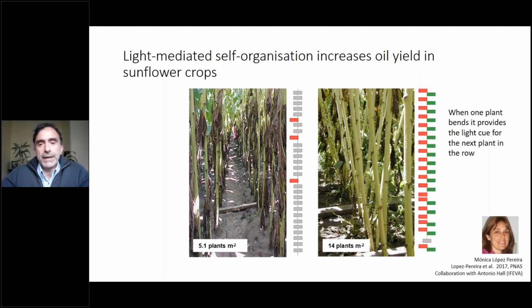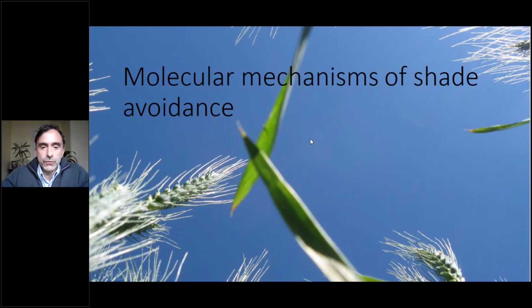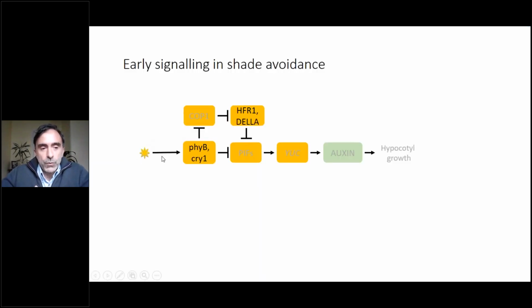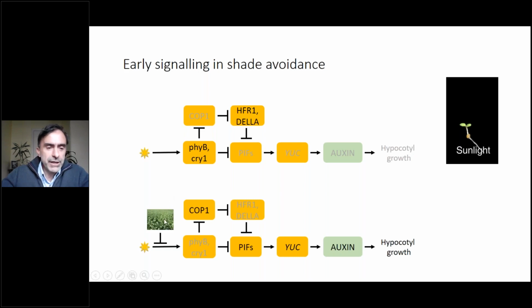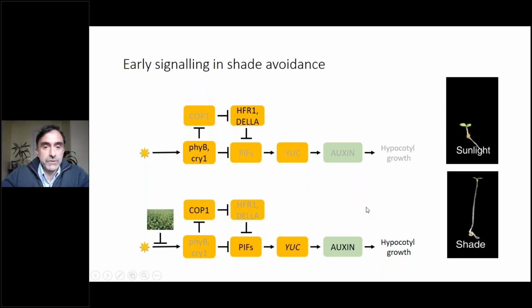What are the molecular mechanisms behind these changes in growth? Well, we know that when the plants are under sunlight conditions, the activity of the photosensory receptors, such as phytochrome B and cryptochromes, is high, and that keeps repressed the pathways that promote growth. Therefore, we have plants of short stature. However, when we have shade or neighbor cues, the activity of the photoreceptors is reduced, and that releases the action of the pathways that promote growth, and we have shade avoidance responses.